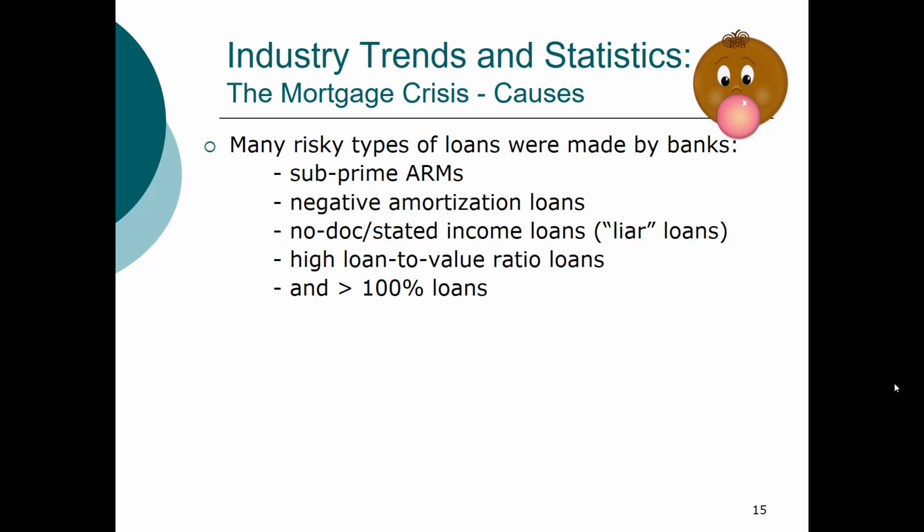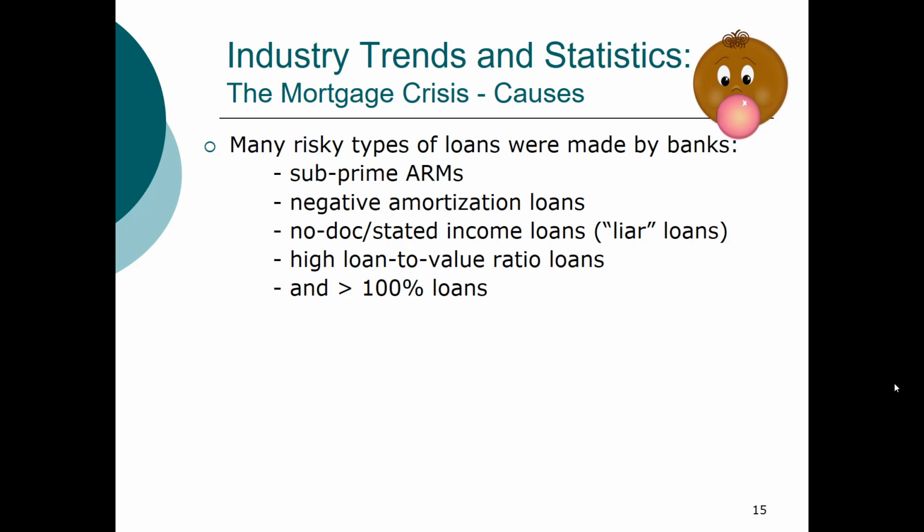Negative amortization loans are also risky loans. They are loans where the borrower can pay an amount of interest that does not cover the current interest rate payment on the loan. The difference between the market interest rate and the interest rate the borrower actually pays gets tagged on to the loan amount.